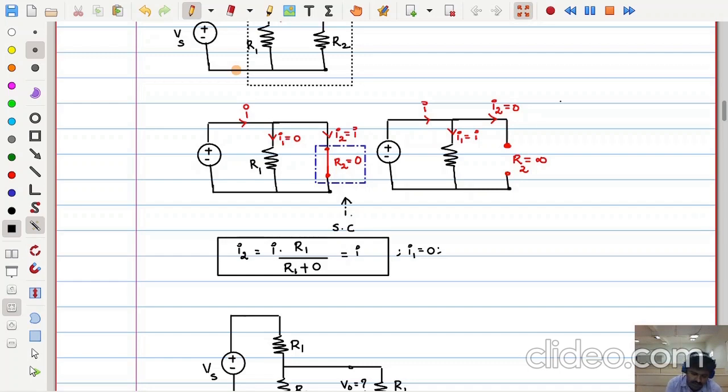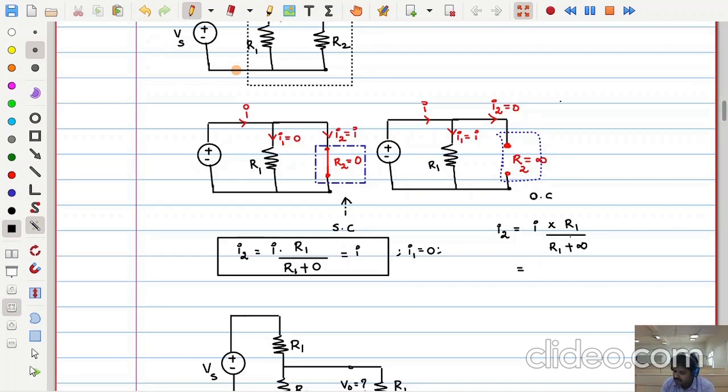Now let us see another case. If the resistance is very high, how much is that? Infinite. If infinite resistance is there, what do we call this? Open circuit, OC. So now let us see how much is this current. I2 is equal to total current I into R1 divided by R1 plus R2. How much is R2? Infinite.